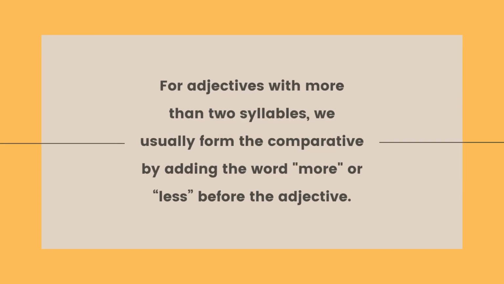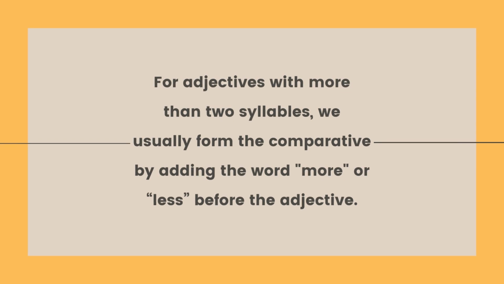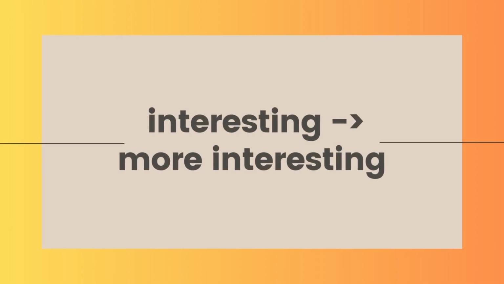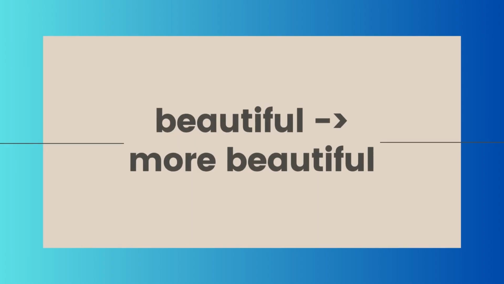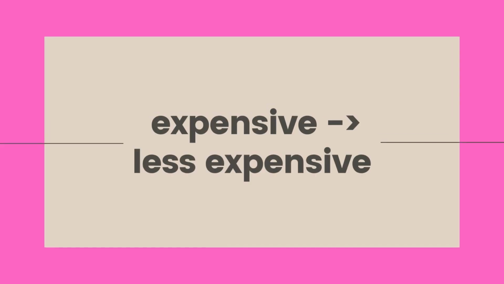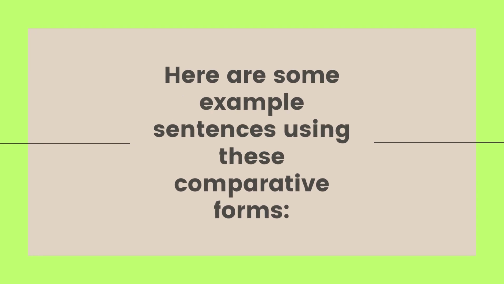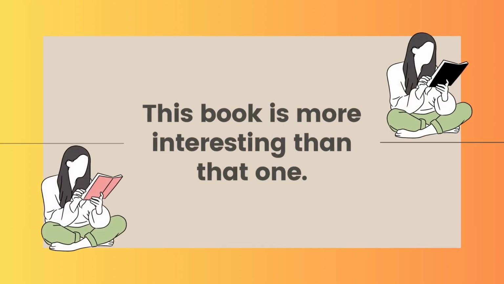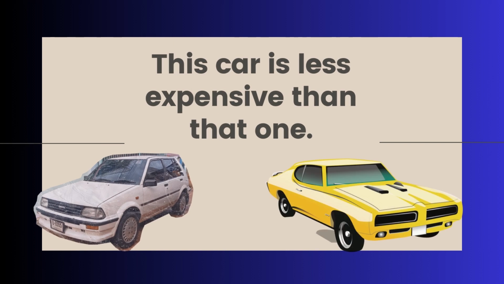For adjectives with more than two syllables, we usually form the comparative by adding the word more or less before the adjective. For example, interesting, more interesting. Beautiful, more beautiful. Comfortable, less comfortable. Expensive, less expensive. Here are some example sentences using these comparative forms. This book is more interesting than that one. This chair is less comfortable than that one. This car is less expensive than that one.